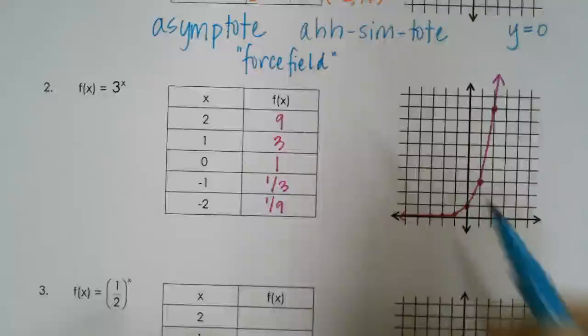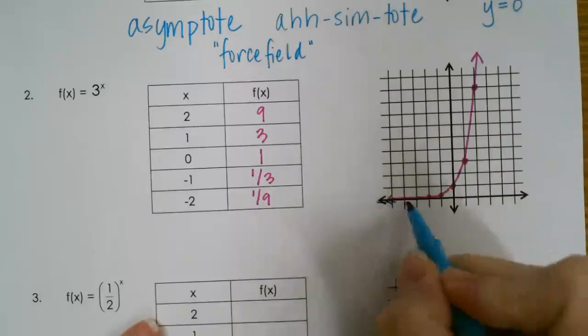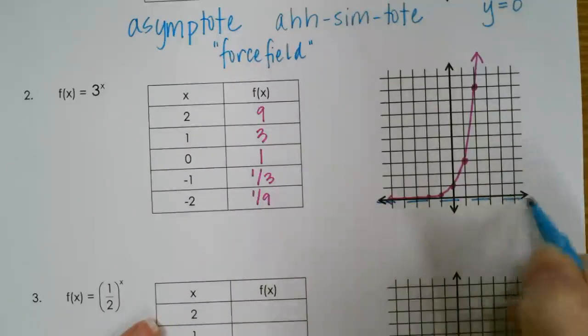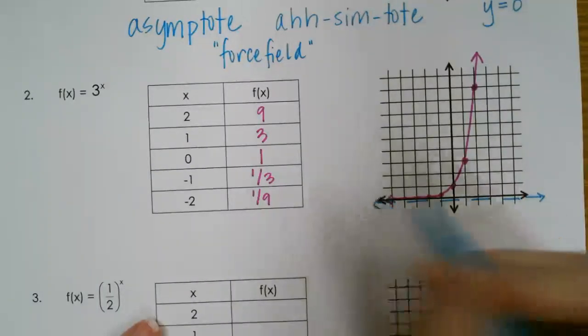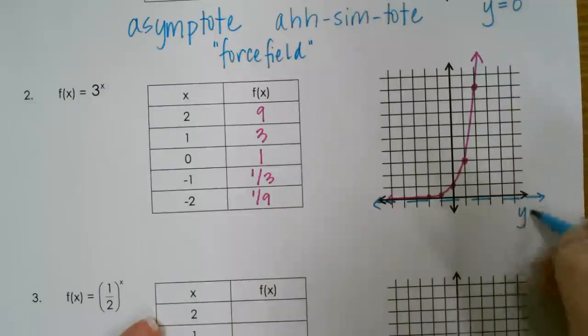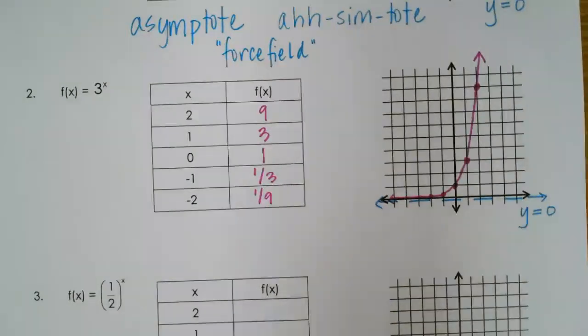Again, we have that asymptote, which is the force field. And again, this one is occurring at y equals 0. And it's y equals because it's horizontal.